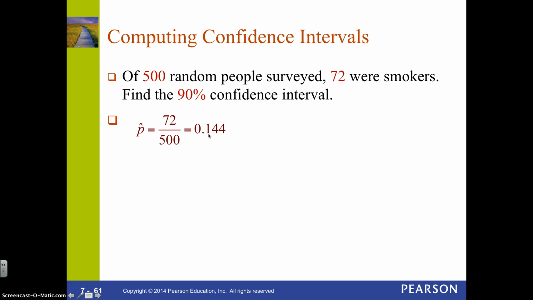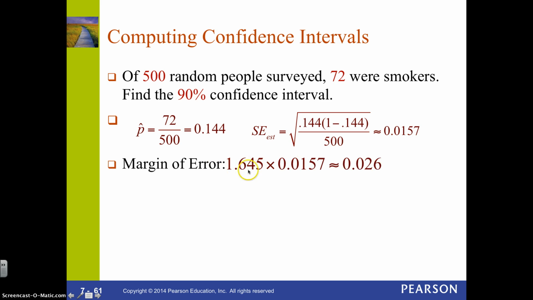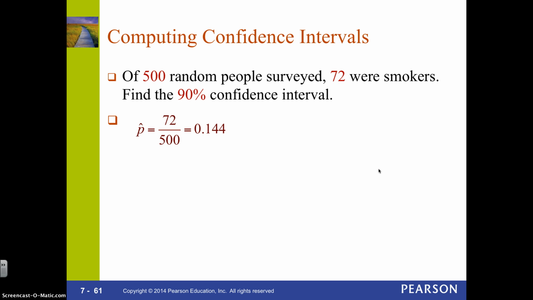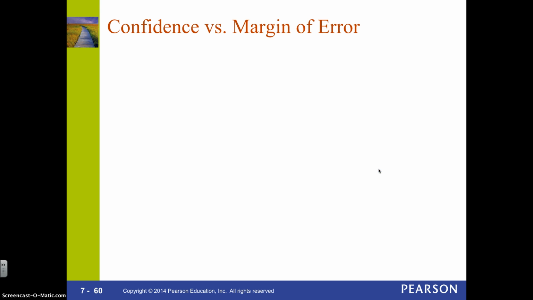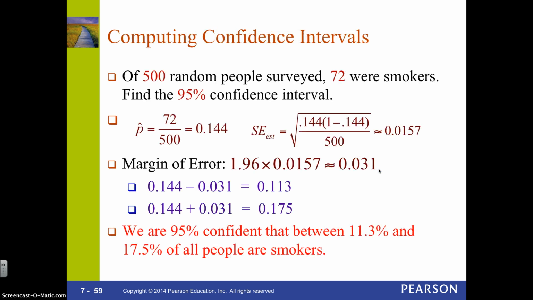Again, calculate p-hat. My standard error, you notice this part doesn't change. The only thing that changes is this piece right here, and in the other video I showed you how to find the 1.645. For a 90% confidence interval, the multiplier, your z-star value, is 1.645. Multiply it by your standard error, and now I have a 0.026 margin of error. If I go back a couple slides, that's about 2.6%, compare that to this one, which was 3.1%.